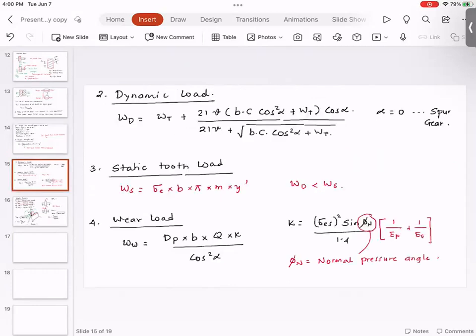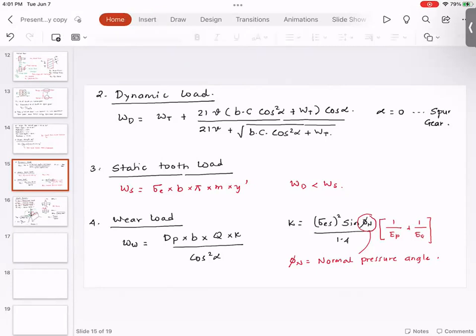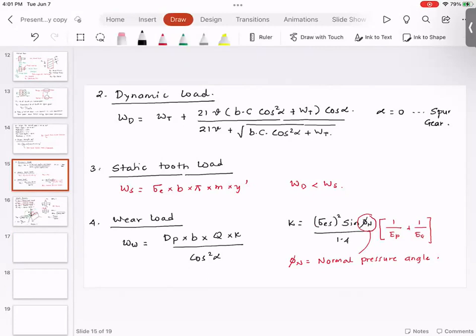Then we have to find out the value of the dynamic load. The dynamic load equation is the same as for the spur gear, but now we need to take into account the value of alpha. Then we have to find out the static tooth load, and make sure that the dynamic load is less than the static load. Then we have to find the wear load, and make sure that the dynamic load is less than the wear load, Ww.